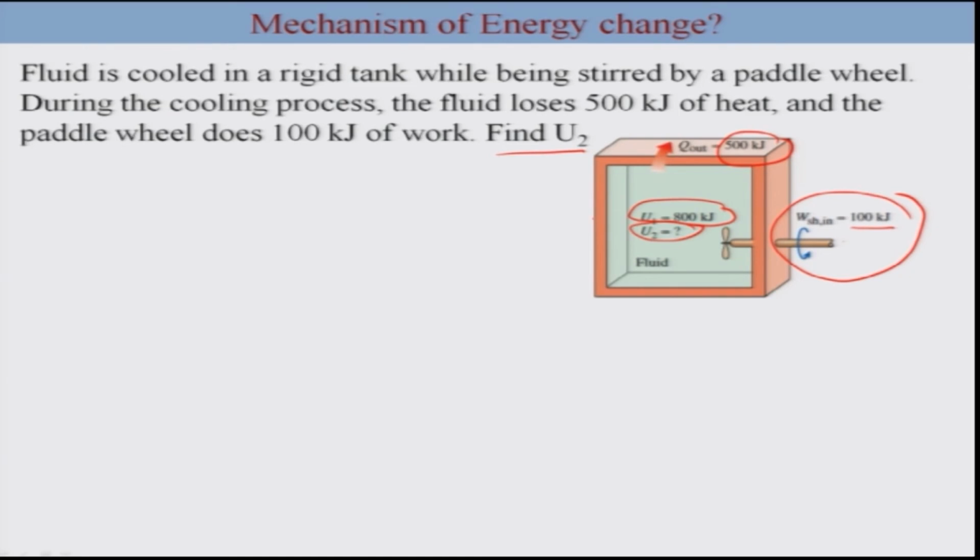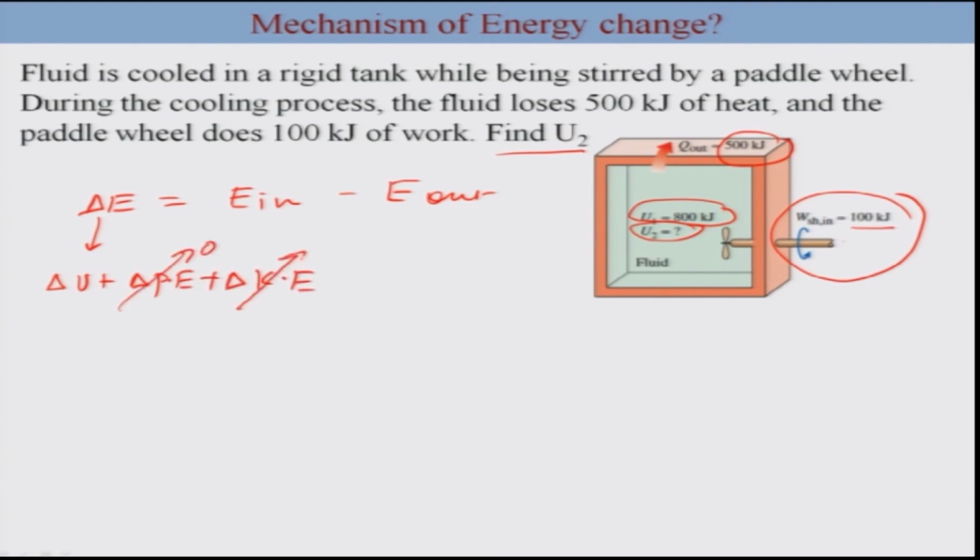So what we are going to do? We are going to just apply the first law of thermodynamics here. Okay, so we can simply consider delta E. So delta E is your E in minus E out, and delta E is nothing but your delta U plus delta PE plus delta KE. So elevation is not changing and there is no change in the velocity. In fact, there is no velocity, it is a stationary system. So, these two terms should be 0.